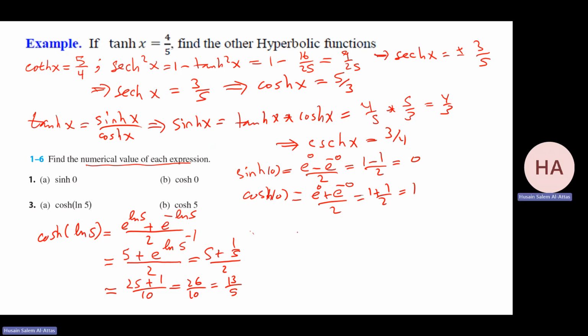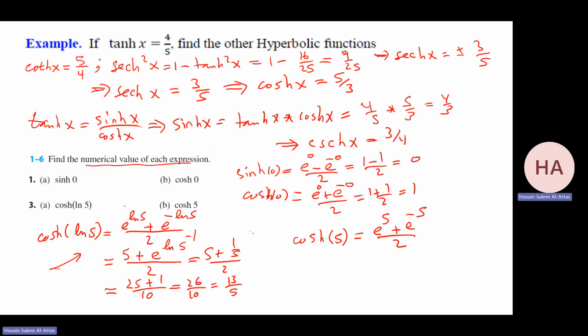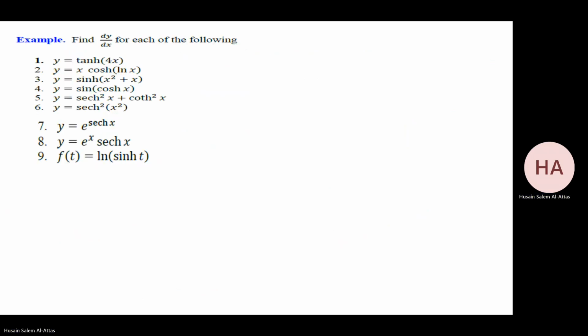The last one, cosine hyperbolic of 5, that is e to the power 5 plus e to the power minus 5 over 2. I don't think you can simplify it further. I mean, this one you can clearly simplify since I have the relation of e with the ln. Okay. Now we need to differentiate these functions.